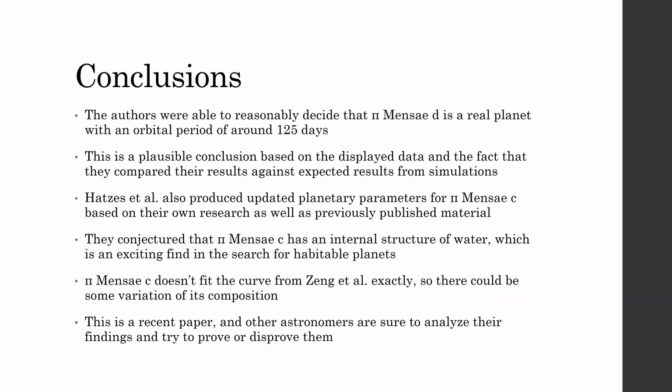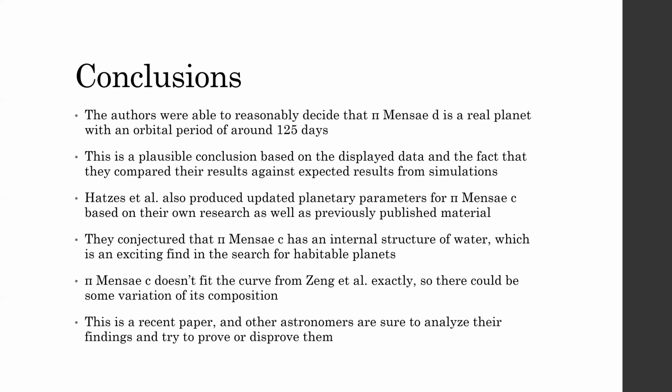So in conclusion, the authors were able to examine Pi Mensae d and find that it is most likely a real planet with an orbital period of around 125 days and a minimum mass of slightly over 13 times that of the Earth. So looking at the data they displayed and seeing how they tested it multiple times, including comparing it against expected results from simulations, this result seems completely plausible, and it's very likely that there is another planet orbiting around Pi Mensae.